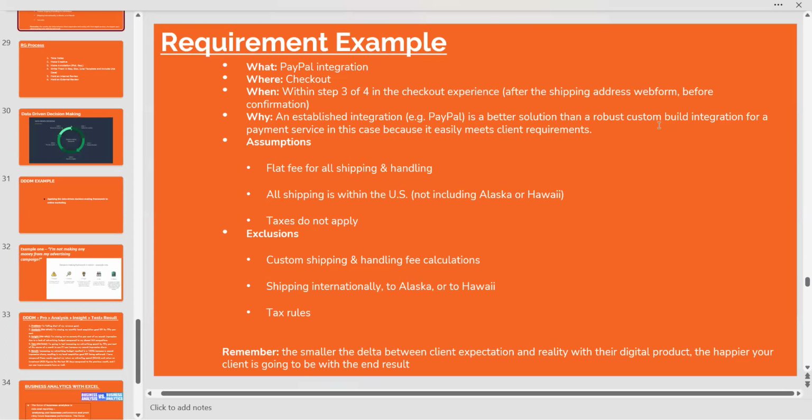What? PayPal integration. Okay, the next one, next person. Checkout. Okay, the third person. When? Step 3 or 4 in the checkout experience, after the shipping address web form and before confirmation. Yeah, and the fourth one. Why? An established integration example, PayPal, is a better solution than a robust custom build integration for a payment service in this case, because it easily meets client requirements.